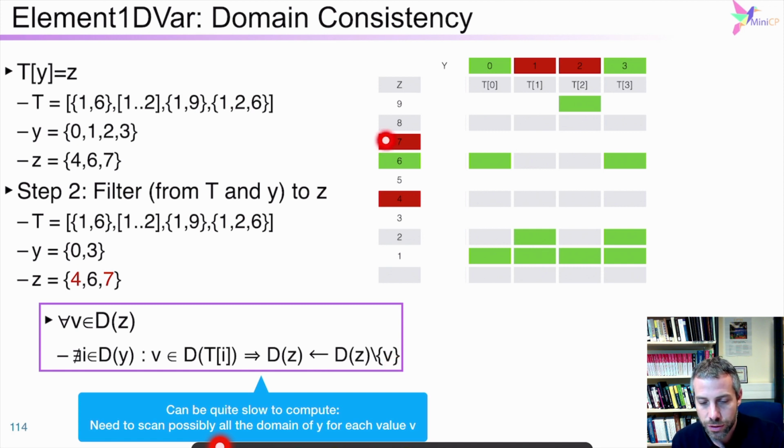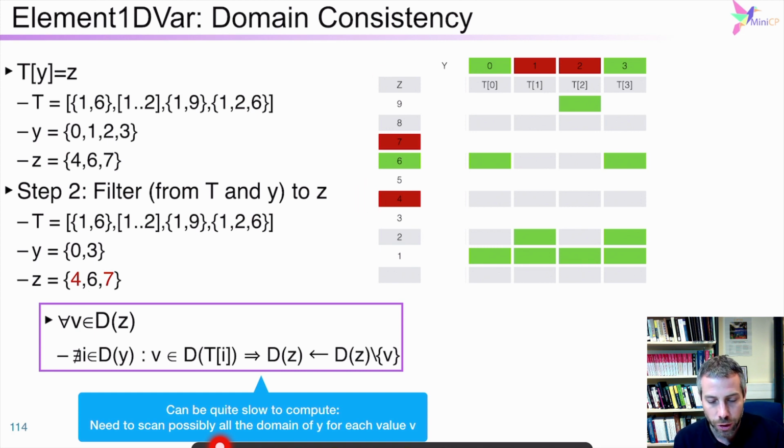That's the case for the value 7. Look at the value 7. You look horizontally, and you find no value in the domain of T0 or T3. So therefore we can remove the value 7. That's the same for the value 4. You look horizontally, and here it's quite clear because the value 4 is not part of any of the domains. So we can remove this value 4 from the domain of the variable Z.